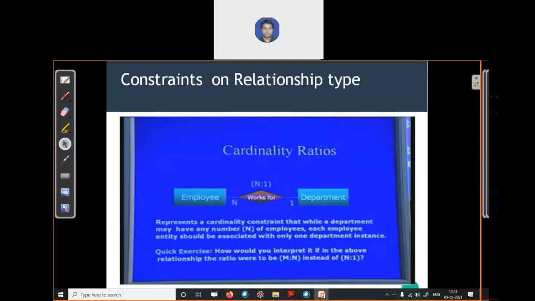In the last class, we discussed cardinality ratio. The cardinality ratio in the relationship shows how many entities from the left hand side to the right hand side are participating in that relationship. As we have discussed in one example, employee and department. Employee works for department. It's an N to one relationship. An employee can work for one department.